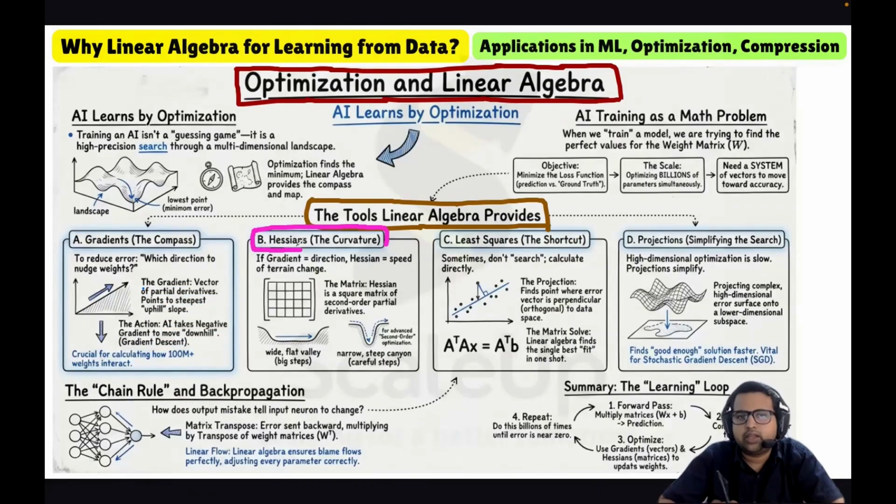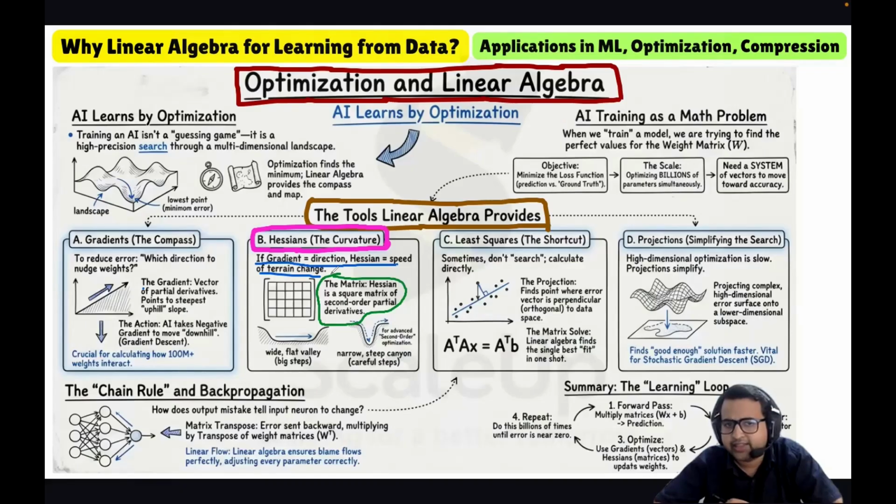Hessians, the curvature. If the gradient tells you the direction, the Hessian tells you how fast the terrain is changing. The Hessian gives us information about the curvature, how fast the terrain is changing. So the gradient gives us the direction, and the Hessian tells us the speed of terrain change. The Hessian is also a matrix. It is a square matrix of second order partial derivatives.